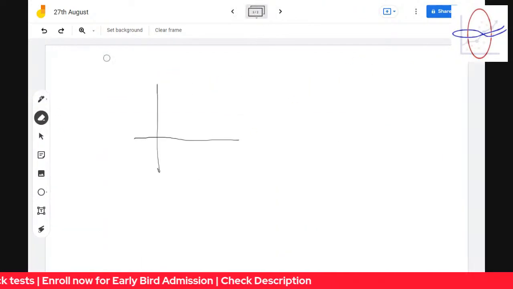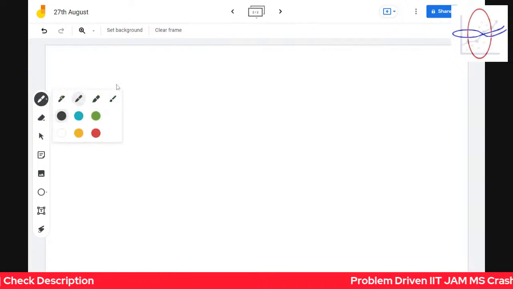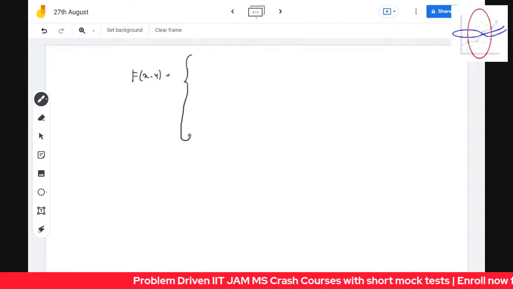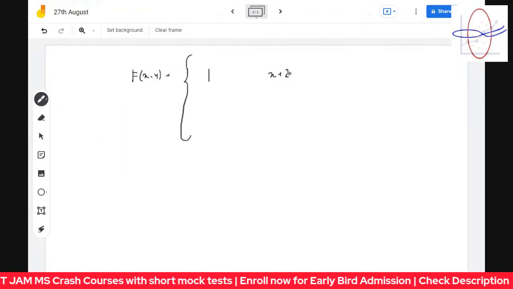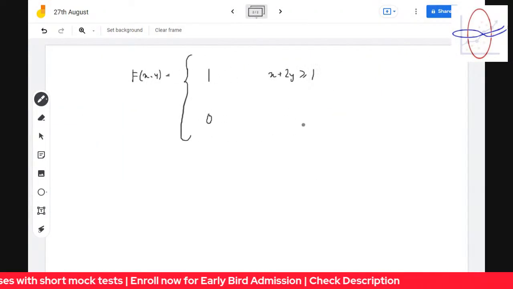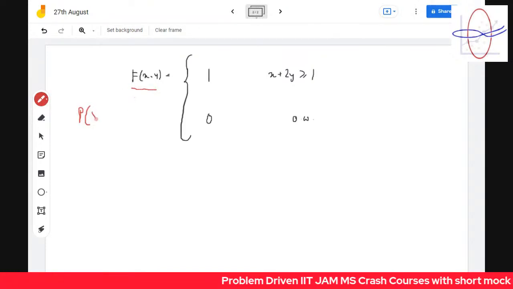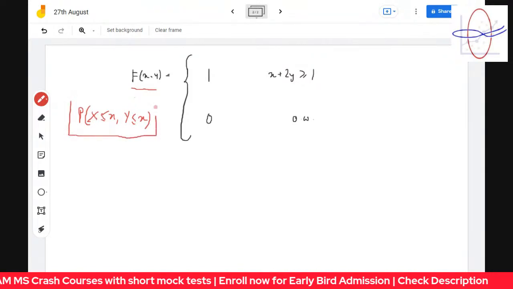So the function is given like this: F of x comma y is given to be 1. I think it's piecewise defined. It's going to be 1 if x plus 2y is greater than or equal to 1 and 0 otherwise. So the concept that you need to understand first of all is what is F of x comma y? It's actually the probability that capital X is less than or equal to x and capital Y is less than or equal to y. This is the joint distribution, and this is what the probability is.